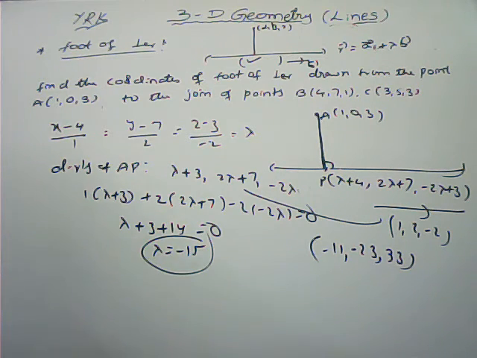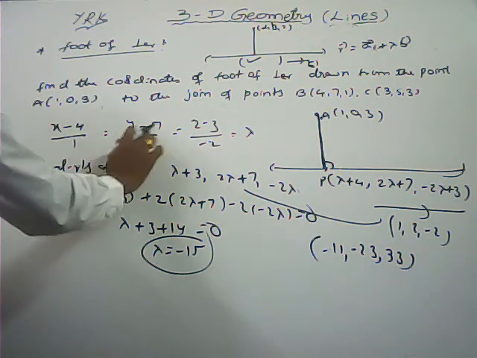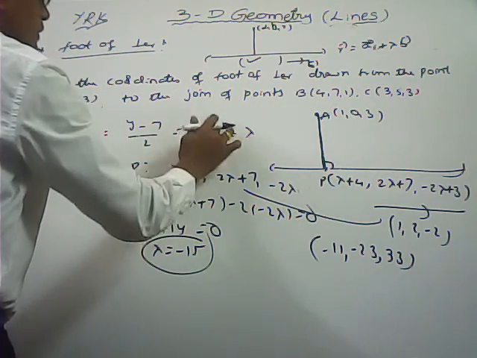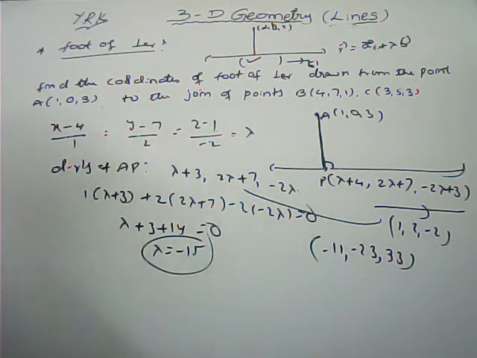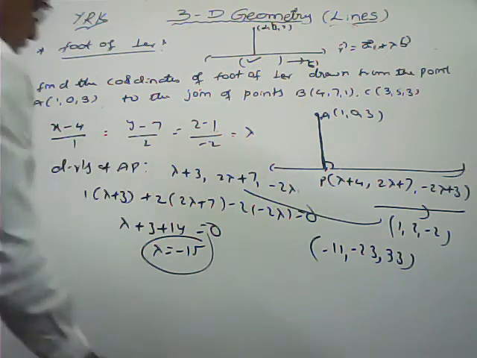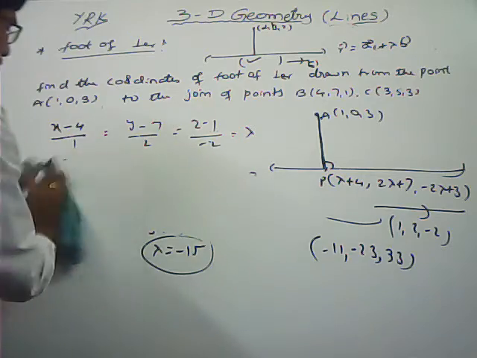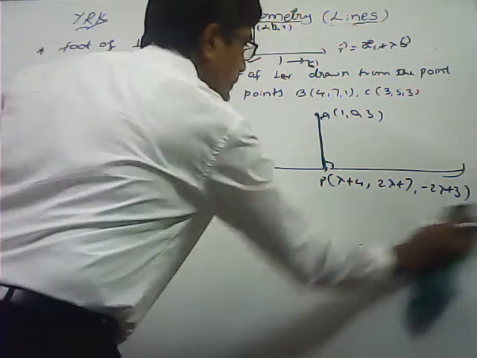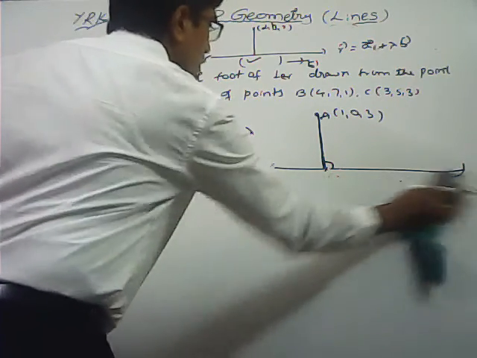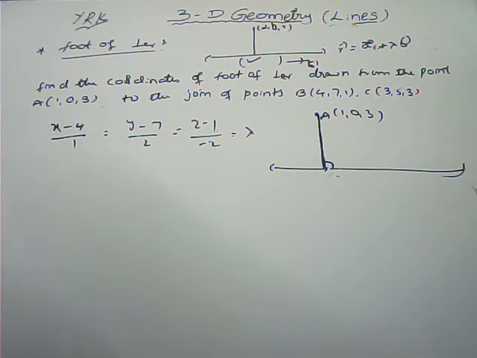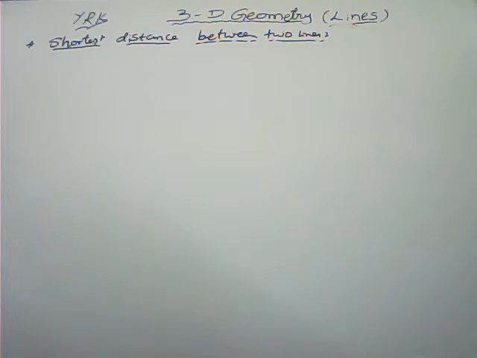Here I made a small mistake: (x minus 4), (y minus 7), (z minus 1), but in the place of 1 I have written 3. Do that correction. The procedure is the same only, but here I have taken the wrong value. Now you can complete the remaining part in the same way, whatever I explained in the previous one.